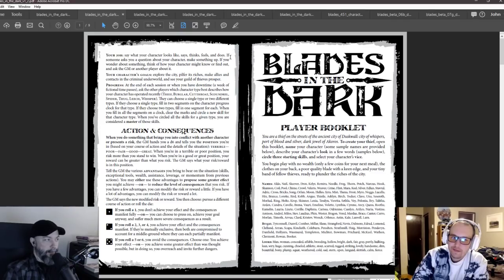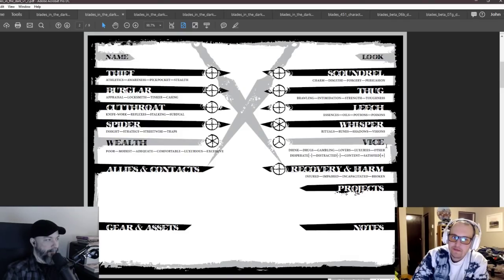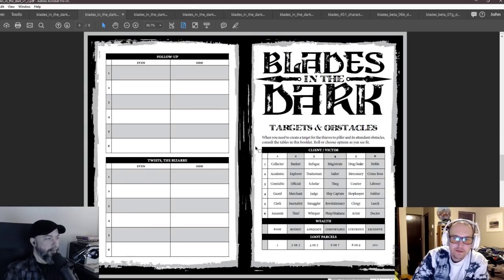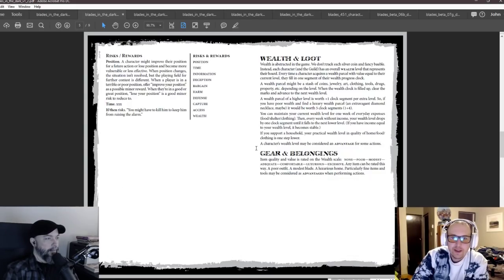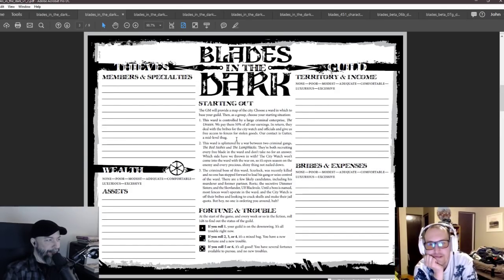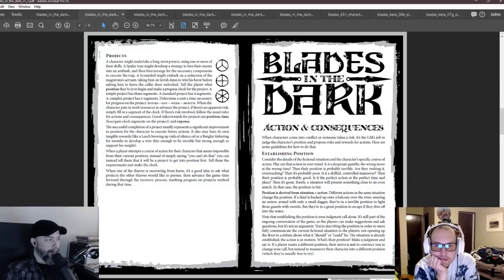So basically the same game system. We're starting to see, ooh, Spider has shown up as a concept. This is all the same sort of concepts, but just laid out differently. Where is it? Oh, hello. Yeah, stuff's happening. Hang on. Thieves Guild, territory, projects, like long-term projects are here. Actions and consequences. Establishing position has shown up.